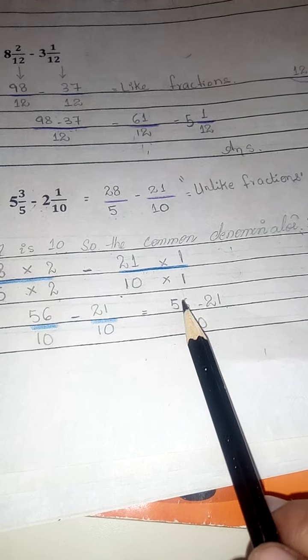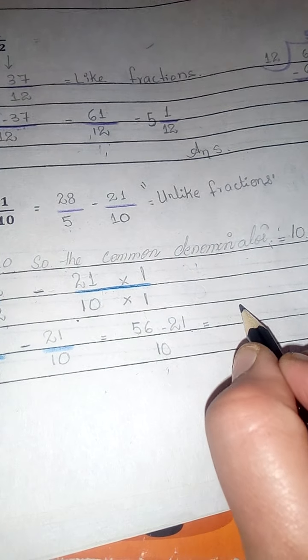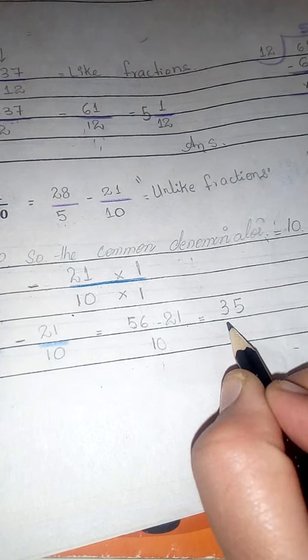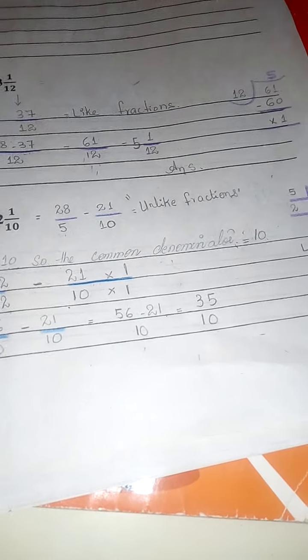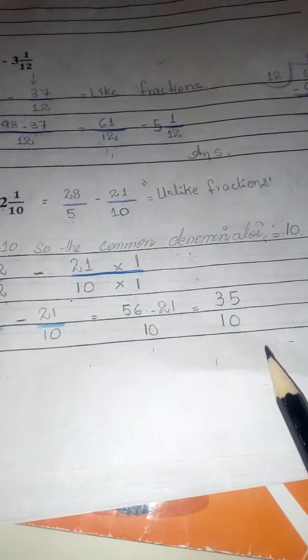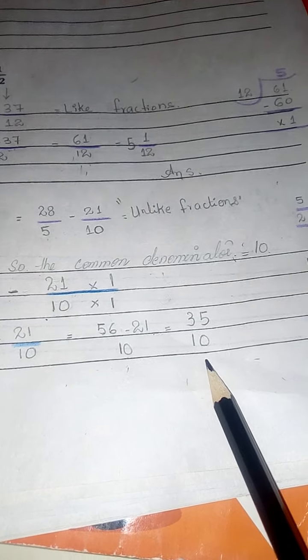Now 56 minus 21. After subtraction, I think you will get 6 minus 1 will be 5 and 5 minus 2 will be 3, upon 10. 35 upon 10 is the answer after subtraction. But it's not your final answer because 35 upon 10 is not in the lowest term.